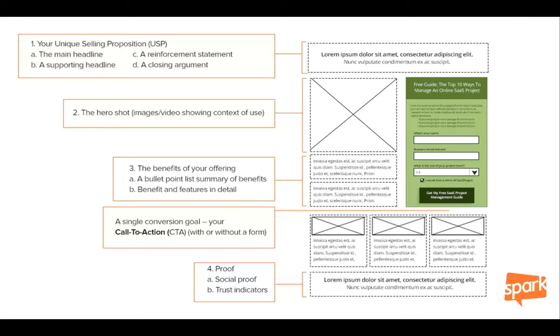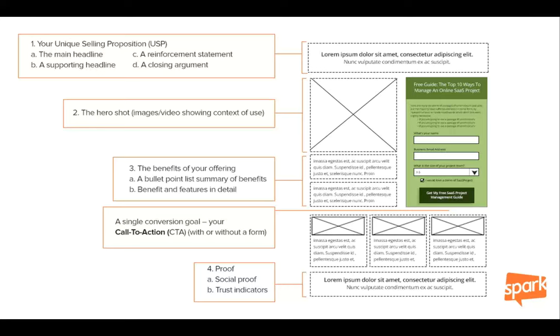So the next thing is you want to talk about the benefits of your product or service. Usually the best way to go about this for a landing page is a bullet point list summary of your benefits. As long as they're short, concise, very simple, and people can understand exactly what the benefits of your product or service are right away, it's going to give them a better idea of what's happening on this landing page. And you also want to give your benefits and features in detail. Speak a little bit in detail about what those benefits or features may be.